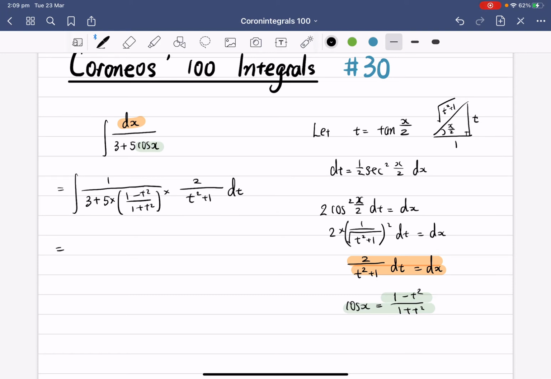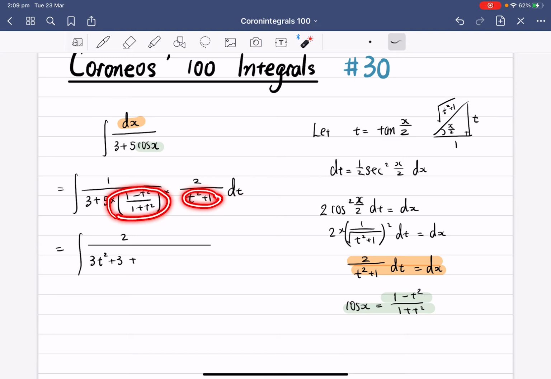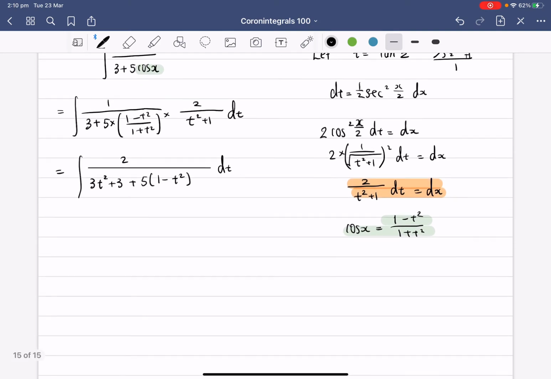All right, so if we multiply numerators together, that's 1 times 2, you end up with 2, over, it's going to be a long fraction. Then what we are going to do here is multiply the 3 with t squared plus 1. So we get 3t squared plus 3 plus, now we need to multiply this by this term. Hopefully you realize that again, the denominator cancels with the terms here. So we end up with 5 bracket 1 minus t squared dt. All right, so that's the next line of working out.